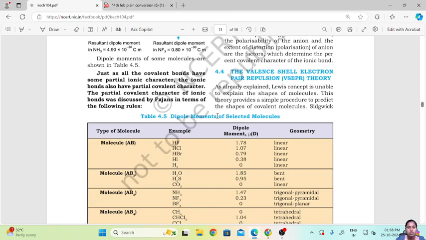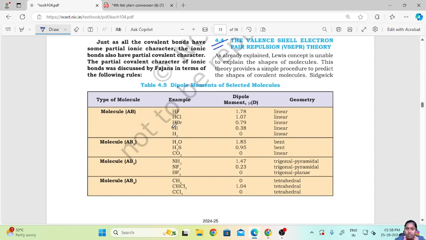Let's start with the first theory, that is the VSEPR theory, or valence shell electron pair repulsion theory. As already explained in our previous videos, Lewis's concept is unable to explain the shapes of molecules. Lewis's structure basically tells you the number of valence electrons present, or how many bonds are required by an atom to satisfy its needs, but it doesn't tell you anything about the shape of the molecules.